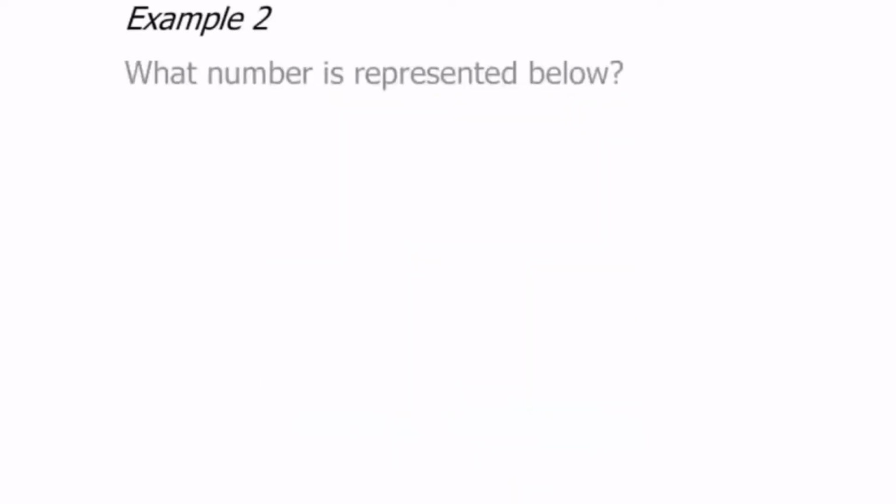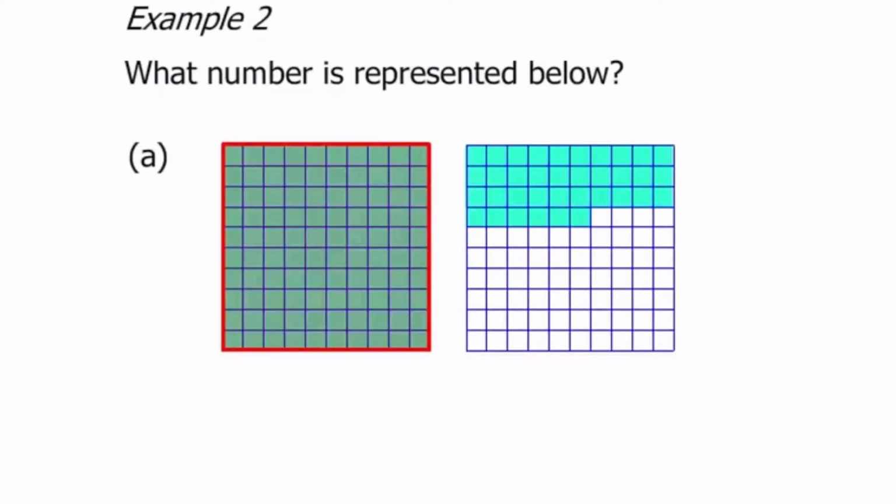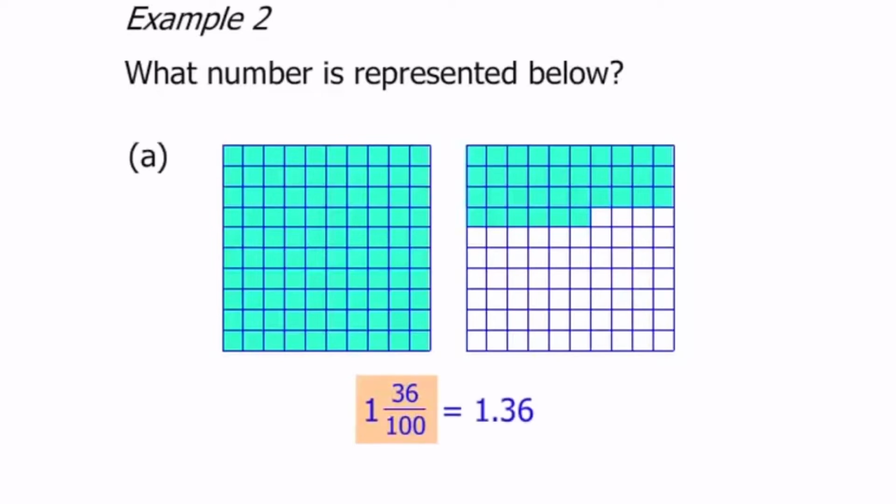Example 2. What number is represented below? Well, we can see that we've got 1 whole there, so let's write the 1 down. And we've got 10, 20, 30, and 6 more is 36. 36 parts out of that 100, so that's 36 hundredths. So we've got 1 and 36 hundredths. In decimal form, we write 1.36.